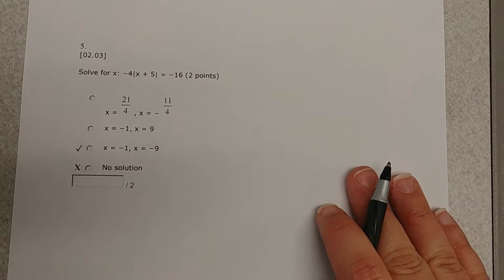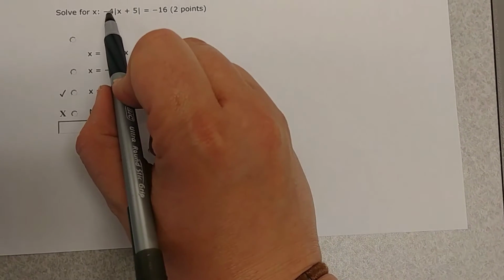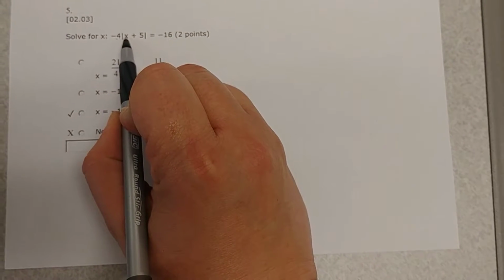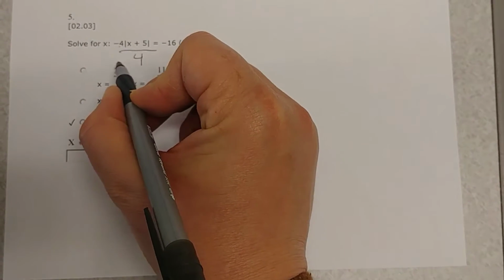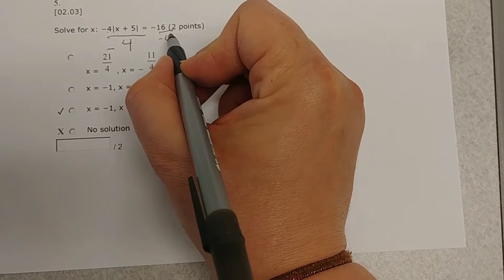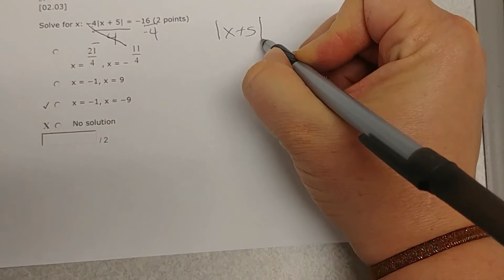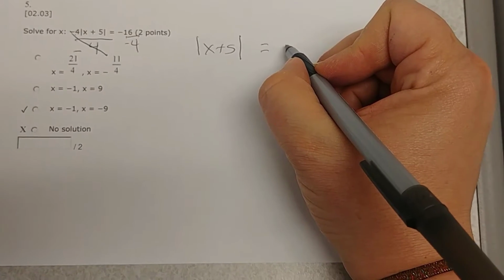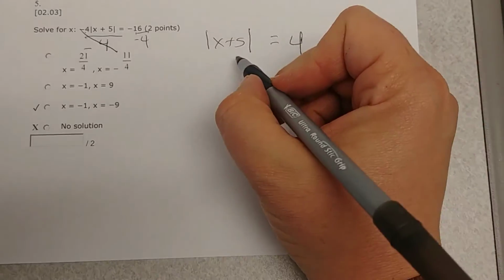So this one we're going to look at, and I need to get that absolute value alone. Again, I have a -4, but there's no addition or subtraction, which means that is multiplication. So I'm going to divide by -4 on both sides. When I do that, I get the absolute value of x plus 5 equals negative divided by negative changes to a positive 4. So this one I am going to be able to do.